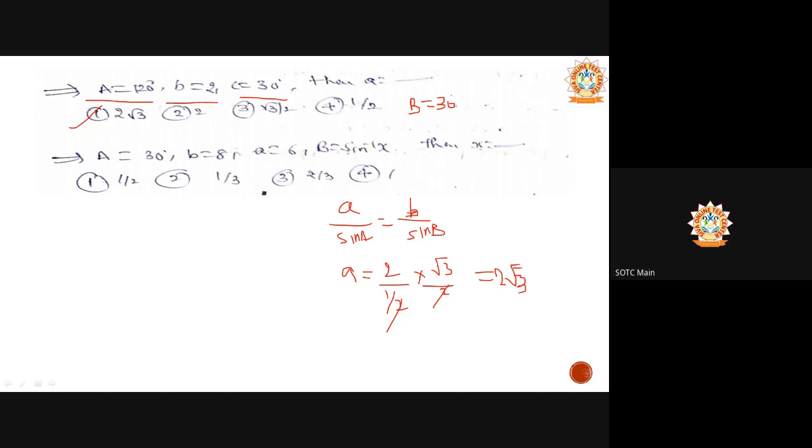Right? Now try to see the next question. If A is equal to 30, b is equal to 8, and a is equal to 6, B is equal to sin inverse x, then x is equal to.